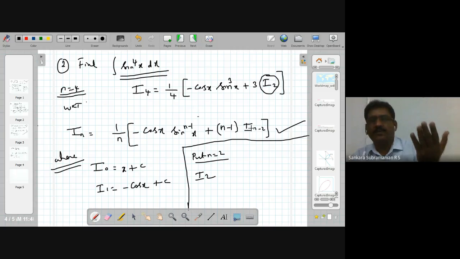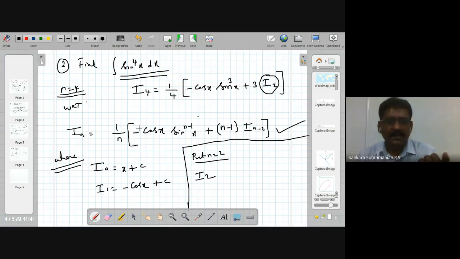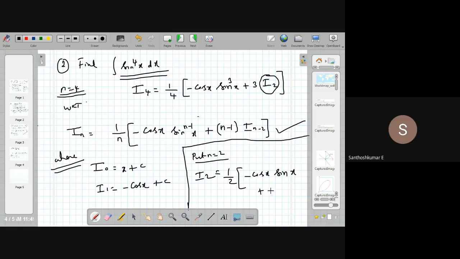If you go for the recursion formula, then automatically you can derive it. It may carry 4 marks, or 6 marks, or 2 marks, and hence find the evaluate the integral sin power 4x dx. So putting n equal to 2, you get this equal to 1 by 2 times of minus cos x into sin x. What is 2 minus 1? Sin x. Plus 2 minus 1 is 1, I naught.